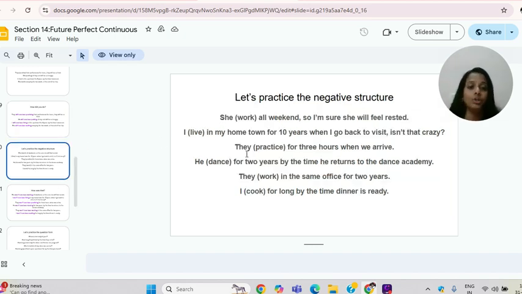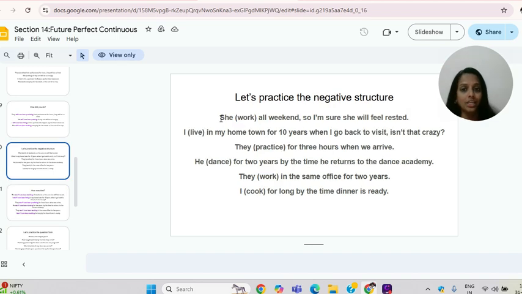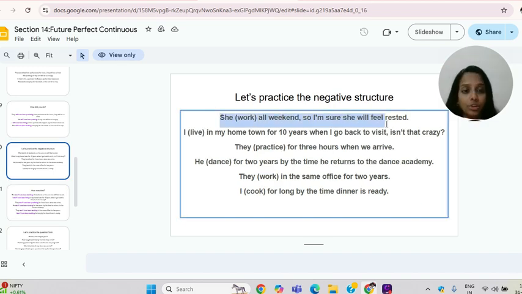Now let's practice the negative structure. We have given a few of the sentences and a few of the question forms. It's your turn to change these into negative structure. Are you ready? Pause the video, read the questions, and then try to answer perfectly. When you are done, you can move on to our next slide.